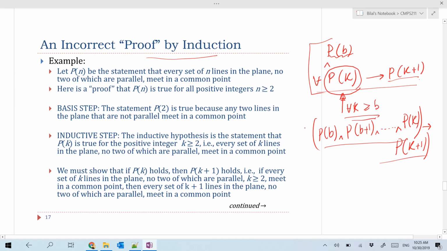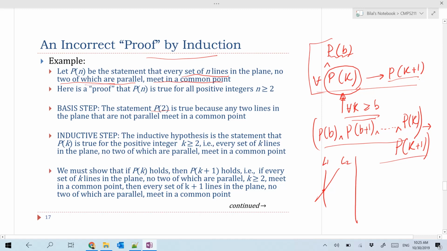Okay, so let's check an example of pitfalls in proofs by induction. The example here is to prove that for every set of n lines in the plane, no two of which are parallel, these lines meet in a common point. So if we have two lines that are not parallel, they must meet in a common point. Okay, so we have line 1 and line 2, they necessarily meet in a common point if they are not parallel.